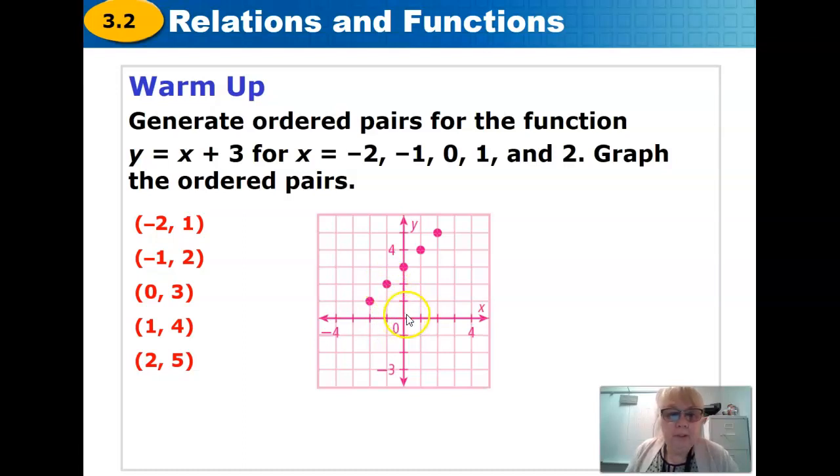0, when x is 0, then it's going to be on the y-axis, and it goes up to 3 here. Then we go over to 1, go up to 4, go to 2, go up to 5. This is a discrete function, or well, it is a function, but we'll get to that. It's discrete because we're not connecting the dots. These are the only values that are included.